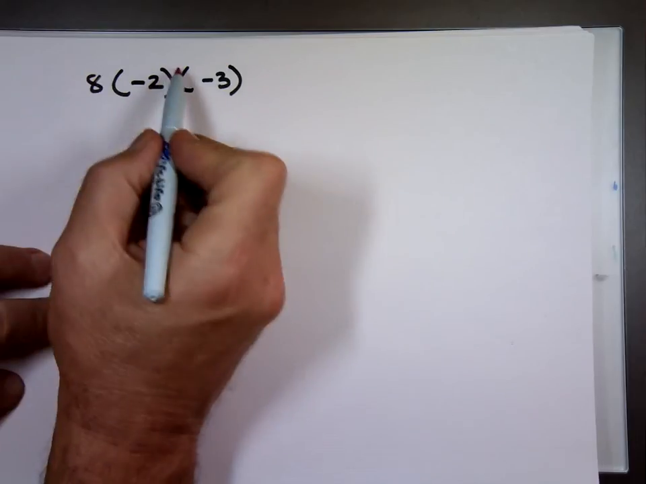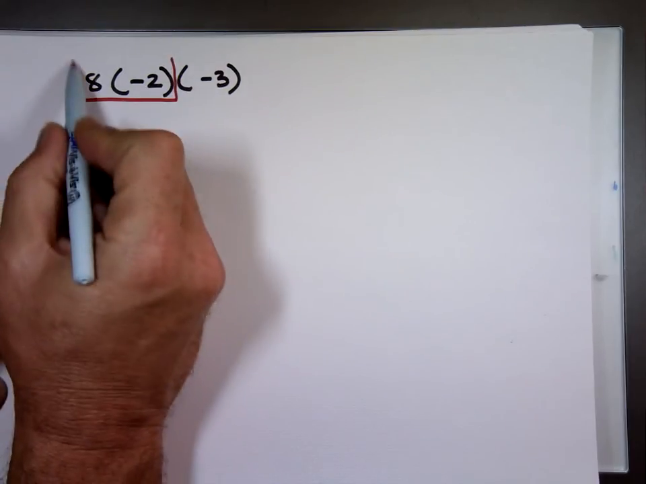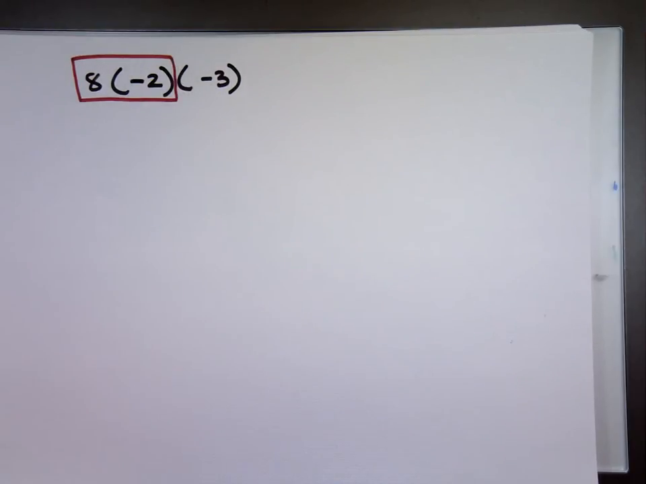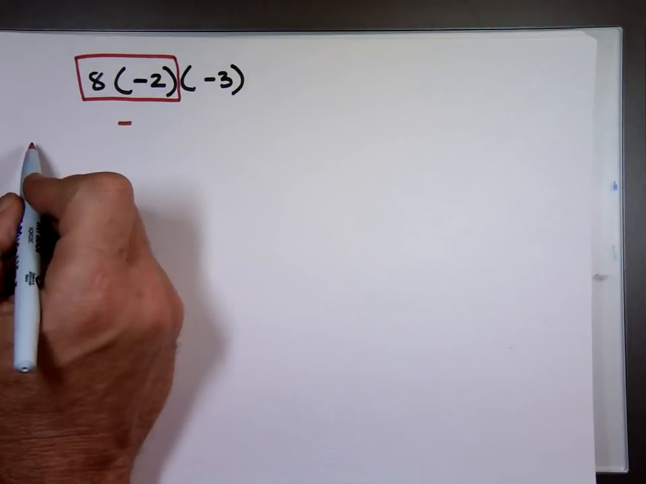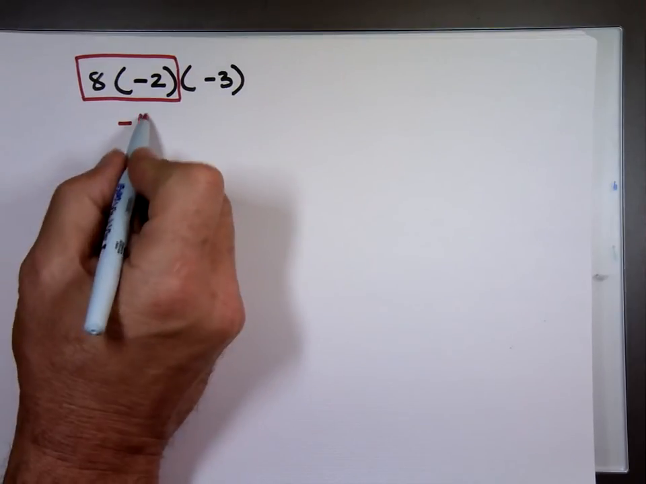Let's grab the first two. 8 times a negative 2. Different signs, the result is what? Negative. 8 times 2, 16.